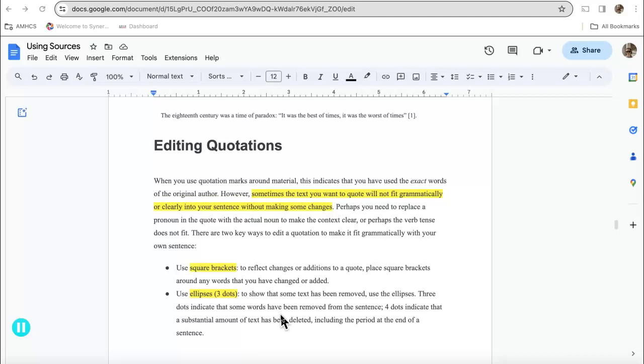I don't need to see beginning or end ellipses. But if you're taking material out of the middle of a quotation, please use the ellipses, the 3 dots, to indicate that words have been removed from the sentence. 4 dots will indicate that a substantial amount of text has been deleted, including a period at the end of a sentence. So if you're skipping 3 sentences and then picking up with a quotation that's the 4th sentence later, then you would use the 4 dot option instead of just the 3.